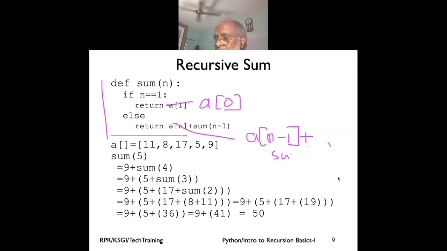No, sir, that'll remain A of n only, right? Why will it be A of n? No, sum of A of n minus 1. In Python, the last element is at index n minus 1. If the size is 5, it will be only A4. It cannot be A5. Okay, yeah, correct. Fine.